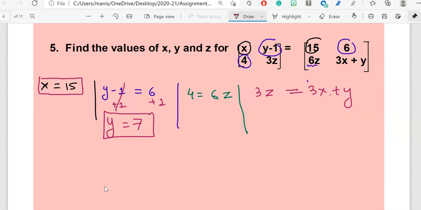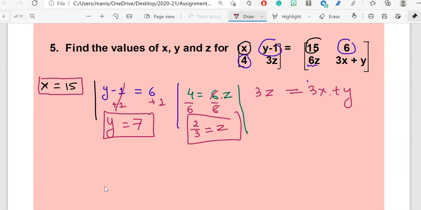How can we find the value of z? Yes, you are right, because it says 6 times z, so I will divide by 6 both the sides. This will be cancelled out, and when I use my calculator, in simplest form, the answer is z equal to 2 over 3.